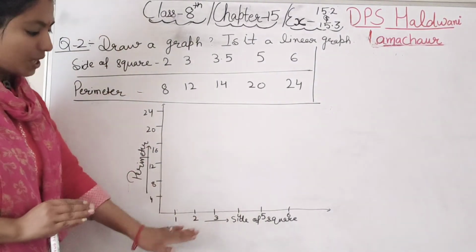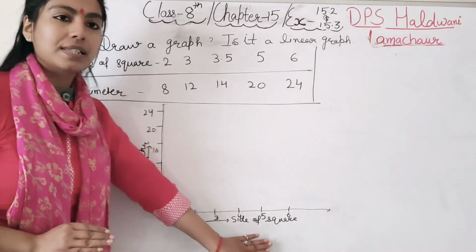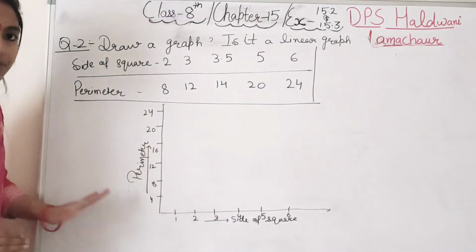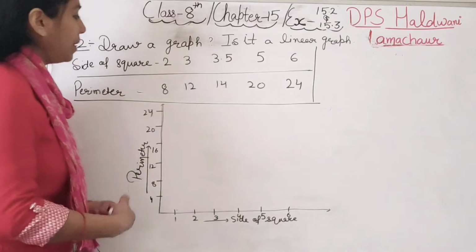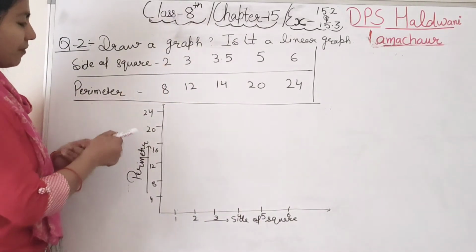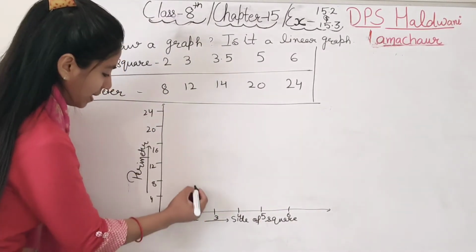Now, the table for that is side of square and perimeter. Points are given to you. So along the x-axis, I have taken side of square. Along the y-axis, I have taken perimeter. Now take the points. At 2, the y is 8. At 2, y is 8.